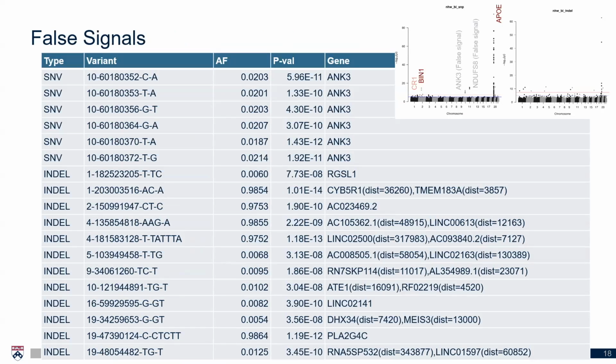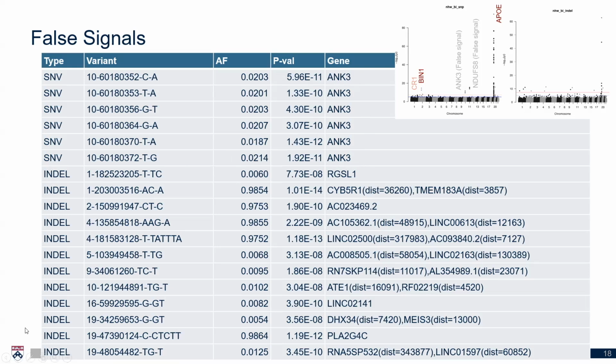And okay, so now let's move on to my favorite topic, that is the false signal. We see there is an SNV in ANK3, that is here, chromosome 10. And when you check the literature, you can also see this one seems somehow linked to neurodegenerative disease. So we are quite excited about this new signal, but unfortunately, this one is not true. I will show you the reason why this one is not true.